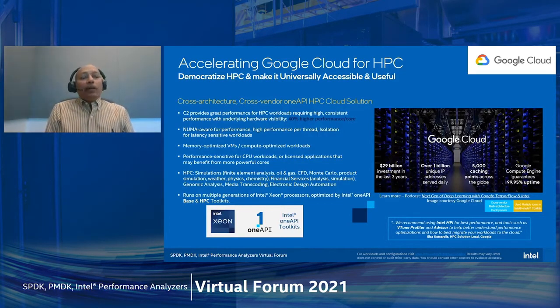So the Intel MPI, Intel vTune, and Advisor are used on a diverse set of HPC workloads, and in combination with the Google compute engine provides the best performance. Here is a quote from Ilias. We recommend using Intel MPI for best performance, and vTune Profiler and Advisor to help better understand the performance optimizations.